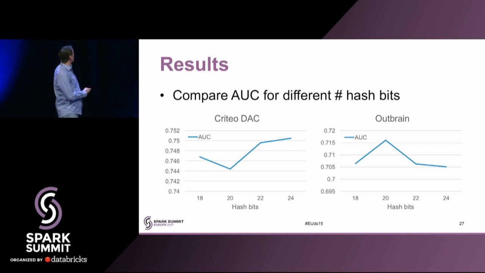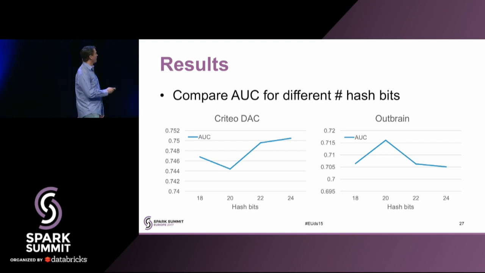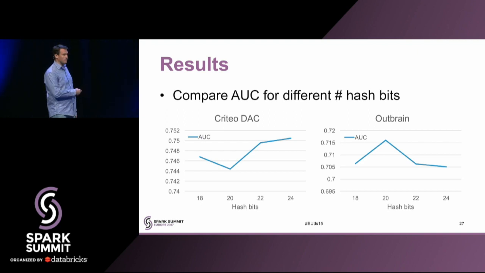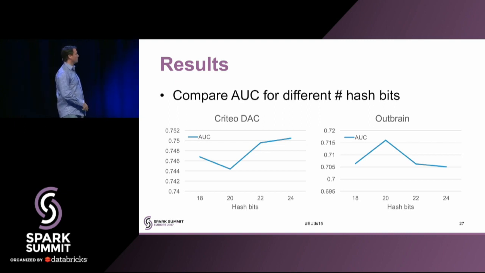This compares, on the smaller Criteo display advertising data set and the Outbrain news article recommendation data set, the AUC for different hash bits. Criteo is basically just taking the data set as is and applying the feature transformer. Outbrain, the data set is a bit more complex. It has a few tables.